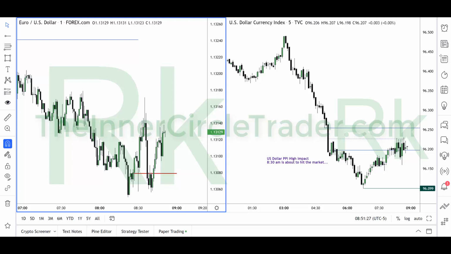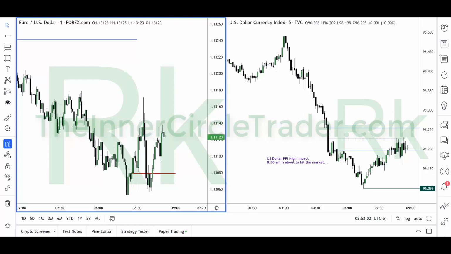So price really should start to sell off from here on the Euro Dollar, and it should start to rally higher on the dollar index and make its way towards its premium high on the CIBI for dollar, that premium high, just above 96.30. I'm sorry, 96.25.